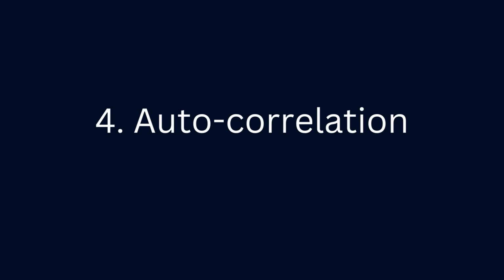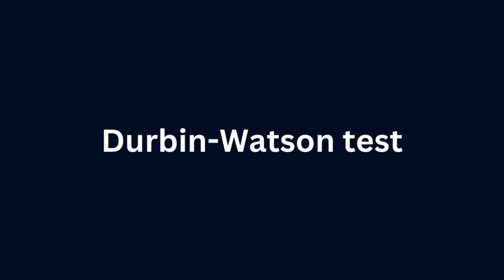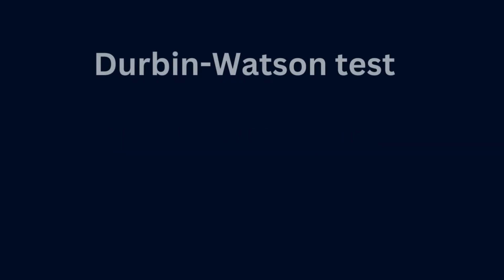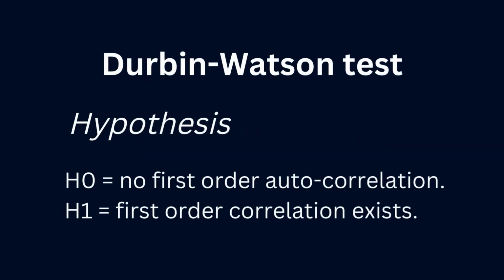The next one is autocorrelation. The easiest way to determine if there is autocorrelation or not is to use the Durbin-Watson test. The hypotheses for the Durbin-Watson test are here. If you want to know how to perform the Durbin-Watson test, go and watch my other videos.